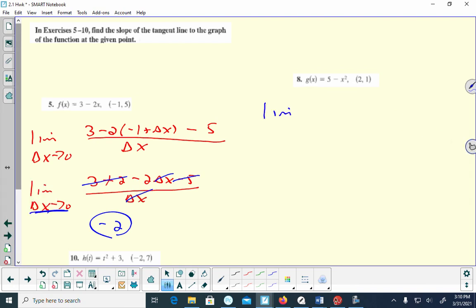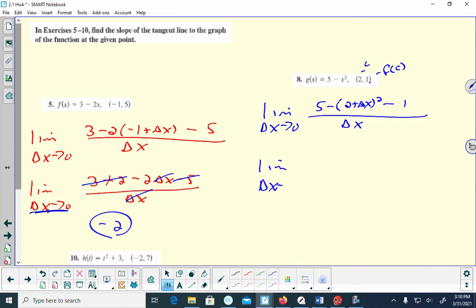I'm going to take the limit as delta x approaches 0. In place of that x, I'm going to write 2 because that's my c. So I'm going to do 5 minus 2 plus delta x squared minus f of c, I should say, which is 1. And this is going to be all over delta x. When I FOIL, I'm going to have 5 minus, and then this will be 4 plus 4 delta x plus delta x squared, minus 1 all over delta x.